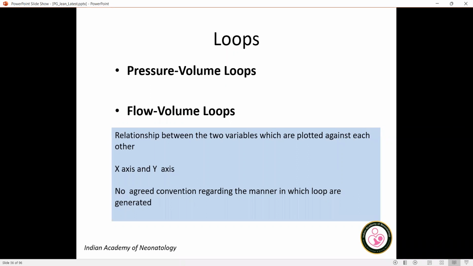In some ventilators, the PV loop will be displayed with inspiration on the upside and expiration on the downside. In another ventilator it will be different. So we have to see how it is represented in our ventilator: whether inspiration is up and expiration is downward, or the opposite, or whether it is clockwise or counterclockwise. But there is no agreed convention regarding how it is represented.